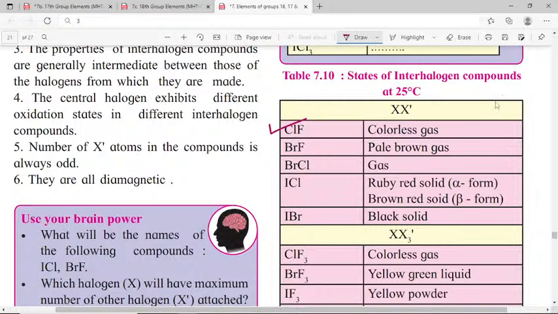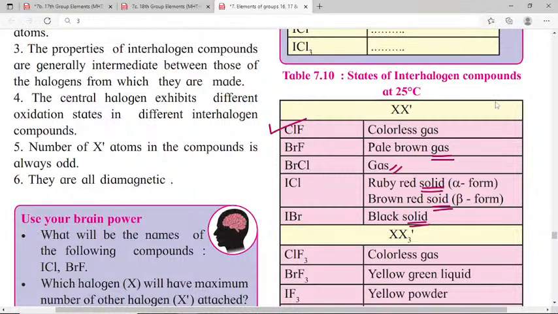ClF, colorless gas. This is again gas. This is again gas. This is solid. Again this is solid. This is solid. So the first 3 are gases, and the 4th and 5th are solids. So please tell me the answer. What is the answer?